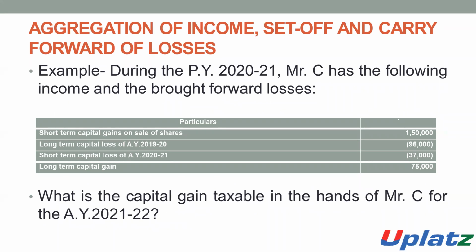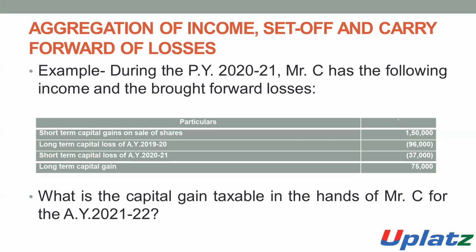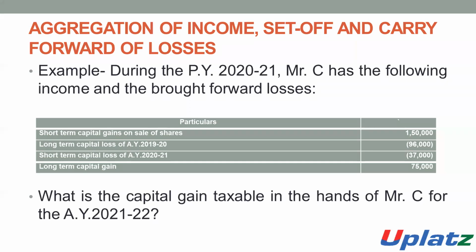Now we will discuss it by way of example, and on the basis of such example, we will understand how we will compute the income which will be taxable under the head of capital gain, or what will be the amount of loss under the head of capital gain which will be carried forward. During the previous year 2020-21, Mr. C has the following income. Number one, short-term capital gain on the sale of shares, 1,50,000.